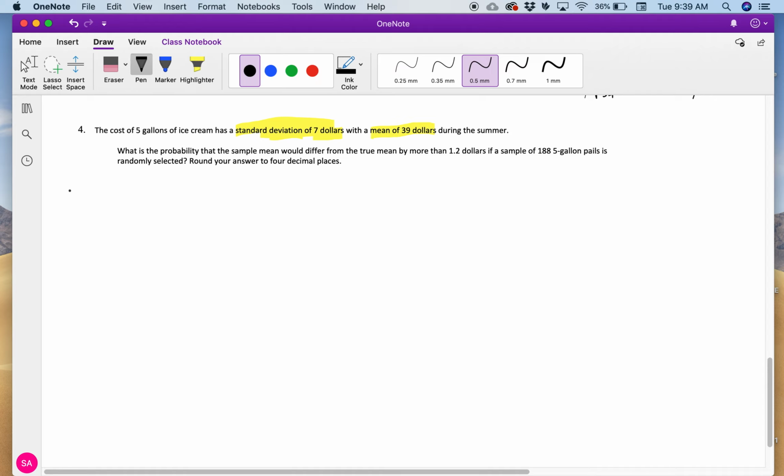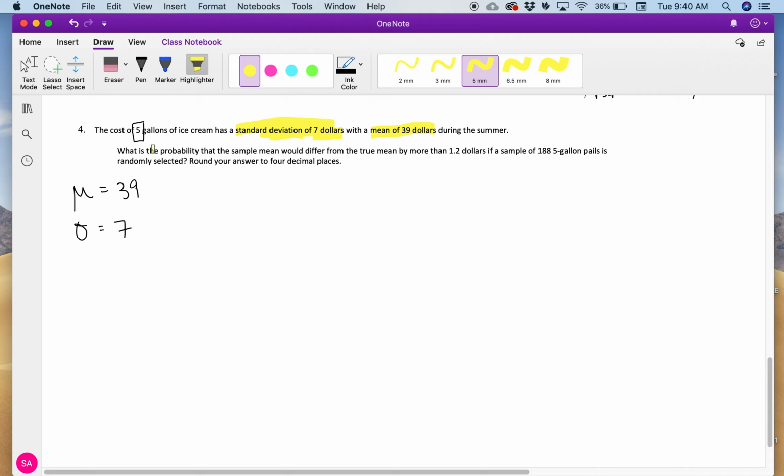So let's go ahead and write that info down. We got a mean of 39, standard deviation of 7. Just be careful. Notice they're throwing in another number here. The cost of 5 gallons of ice cream. This 5 has no relevance to the problem. We don't need it to do any calculations. So just make sure you read problems carefully and don't just pick out random numbers. Just read and it points out standard deviation of, mean of, and so on and so forth.